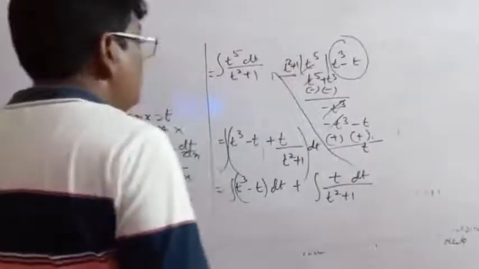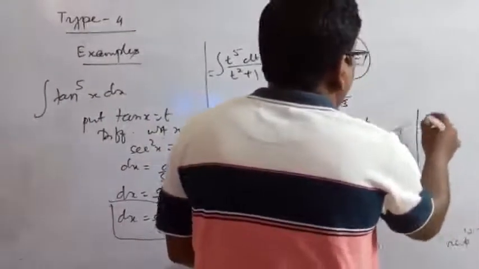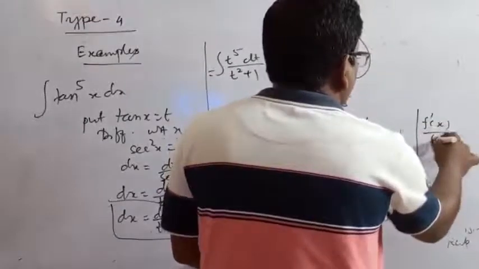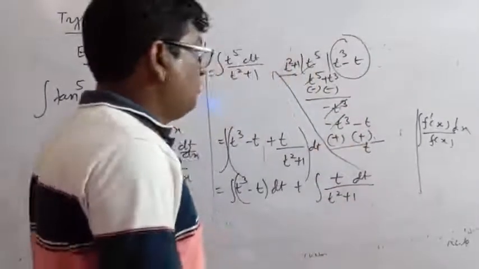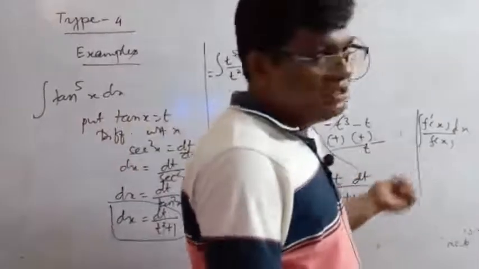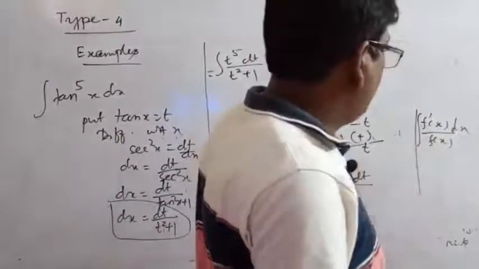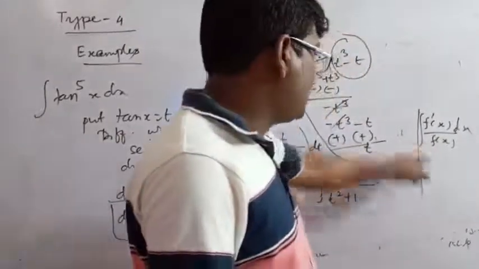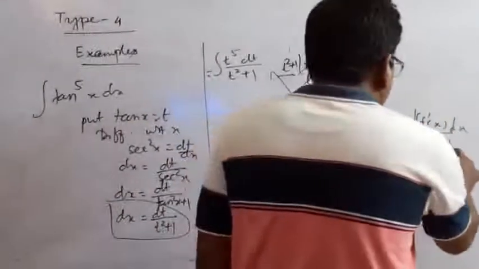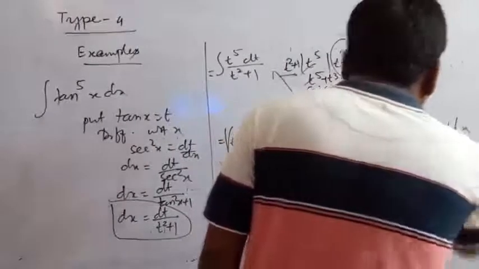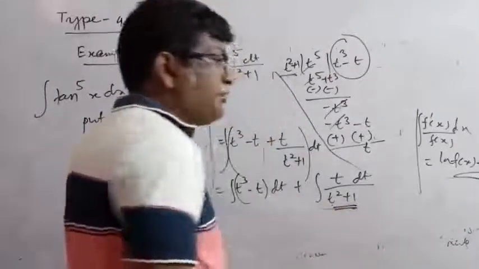We know the formula for integration of f dash x by f of x dx. This is a very important formula with many applications, and many problems can be solved using it. It will arise in most cases. So integration of f dash x by f x is equal to log f x plus c. Here the derivative of t square plus 1 means 2t.